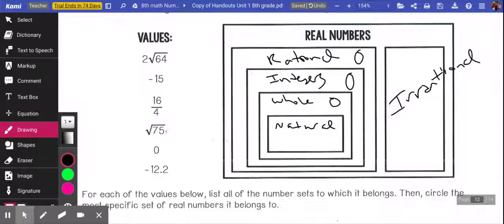Okay, square root of 75. That's not a perfect square. So that's going to go over here. Okay, I've got those done. 16 over 4. Well, I know that equals 4. I know a 4 is a natural counting number. Therefore, it's whole, it's an integer, and it's rational.